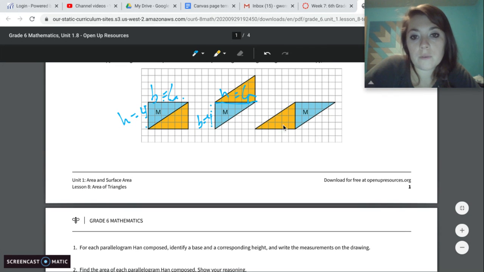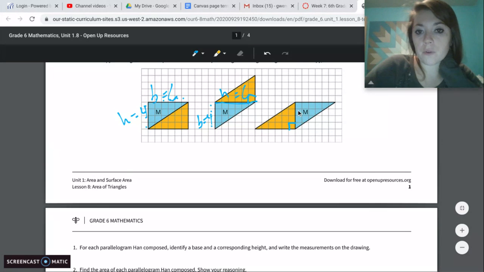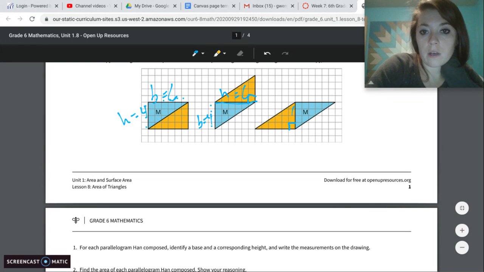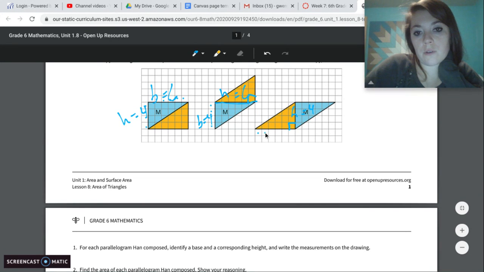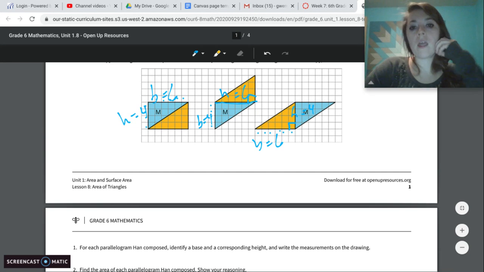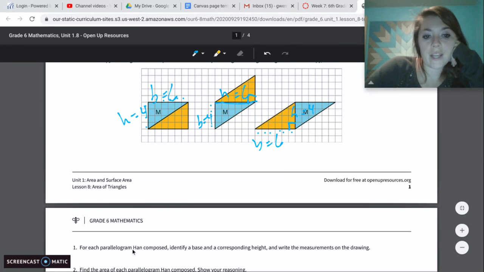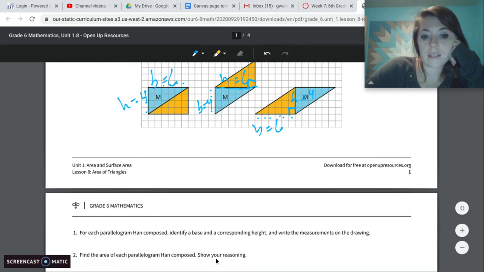And for the last one, same thing. We're limited on what we can choose. This has to be our height because it's the perpendicular between the other two sides. Our base is never going to be the diagonal in these. So our height is 1, 2, 3, 4. So height equals 4. And then our base is 1, 2, 3, 4, 5, 6. So base equals 6. Okay, so for number 2, find the area of each of the parallelograms Han has composed.